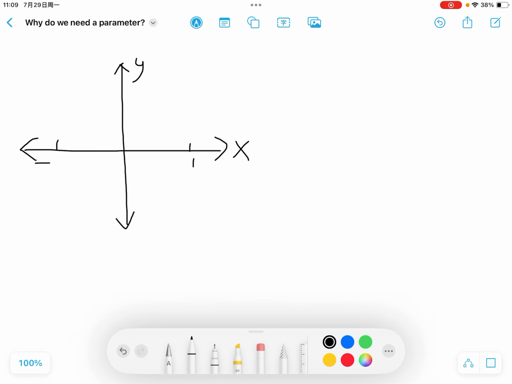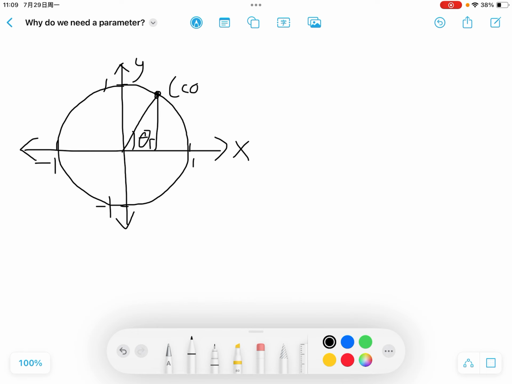Right, so I have this, and then I have 1, negative 1, 1, negative 1. And if I just drew a circle with radius 1, that's my unit circle. And what's special about this unit circle? If I had this angle here, theta, then my coordinate point here would be cosine theta, sine theta, right? We all know that.